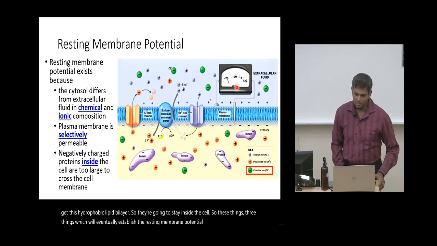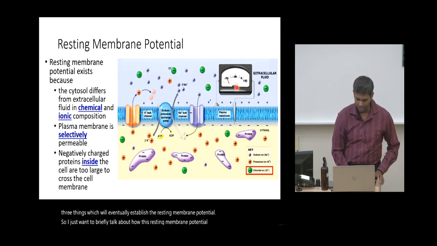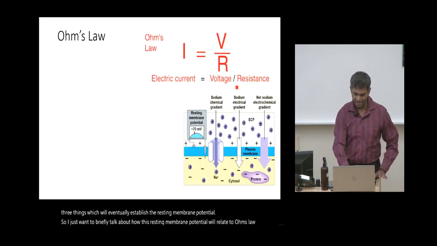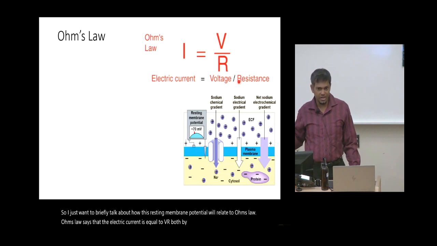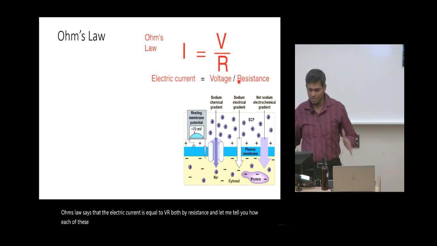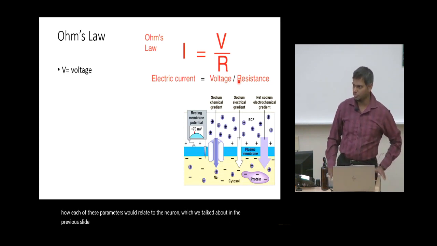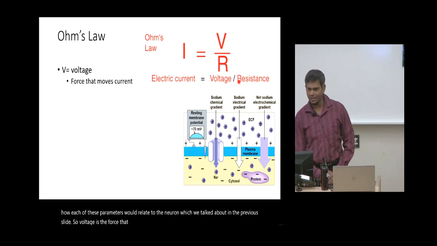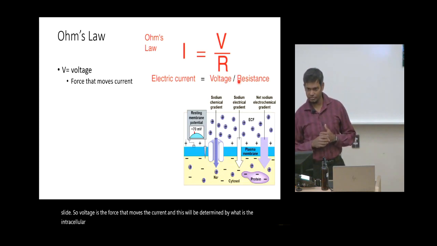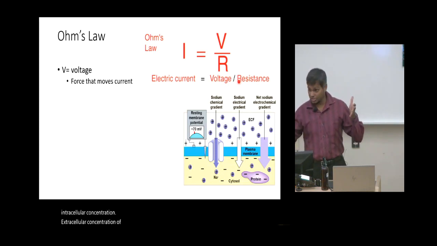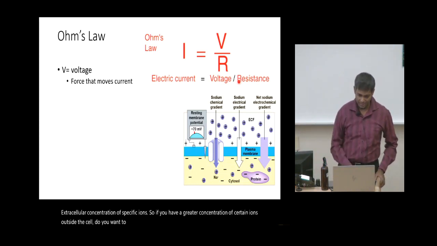So I just want to briefly talk about how this resting membrane potential will relate to Ohm's law. Right? Ohm's law says that the electric current I is equal to V by R, voltage by resistance. And let me tell you how each of these parameters would relate to the neuron, which we talked about in the previous slide. So voltage is the force that moves the current, and this will be determined by what is the intracellular concentration versus the extracellular concentration of specific ions. So if you have a greater concentration of certain ions outside the cell, you want to come in, the force will try to move it inside.